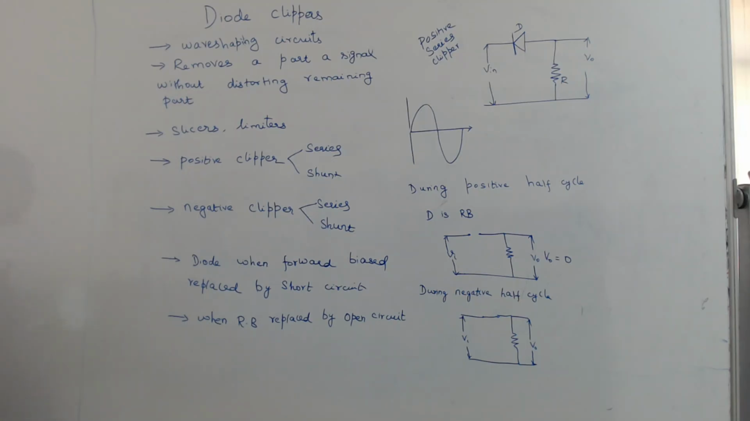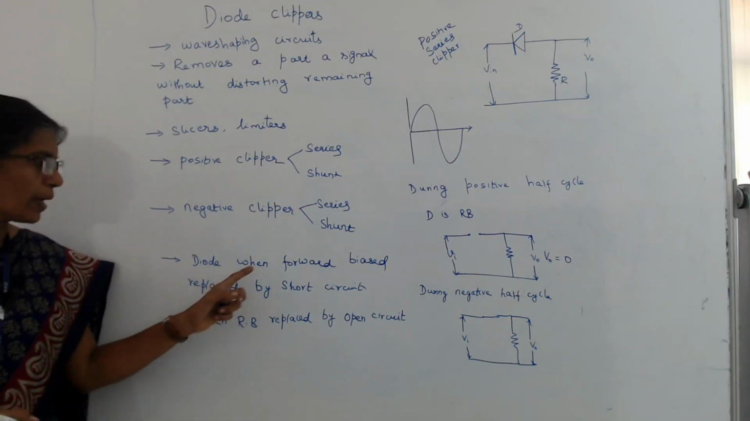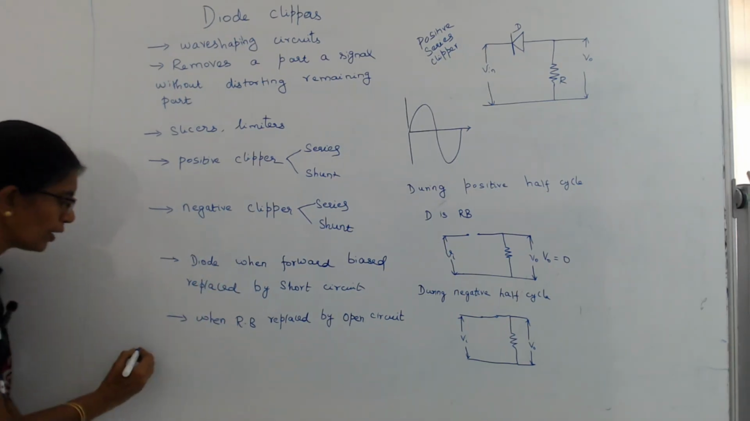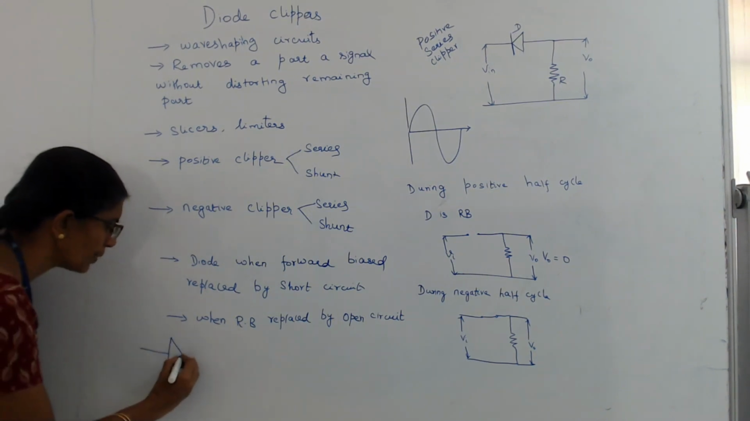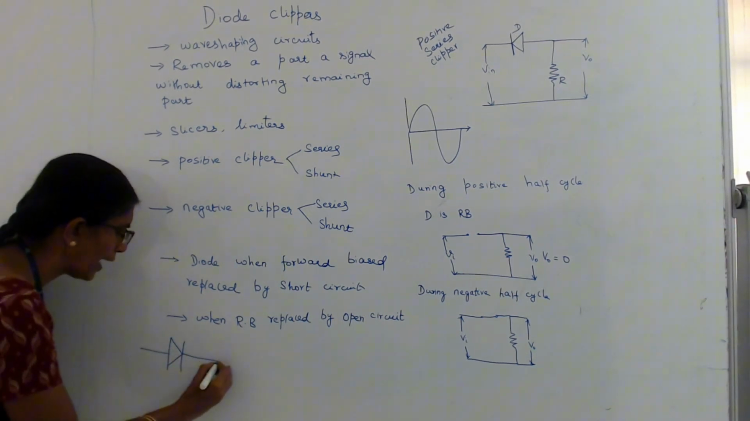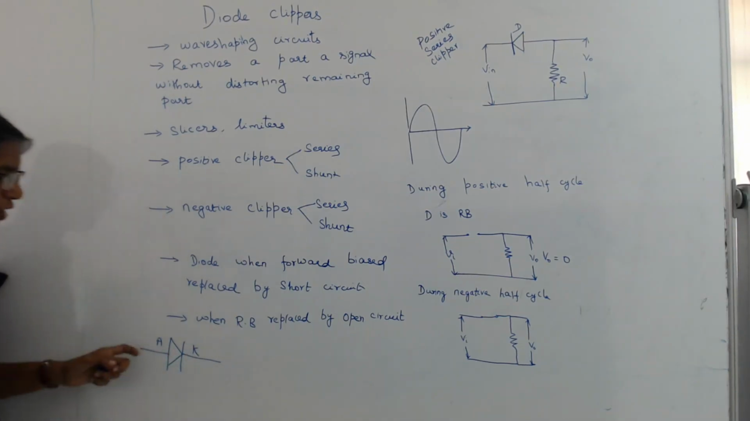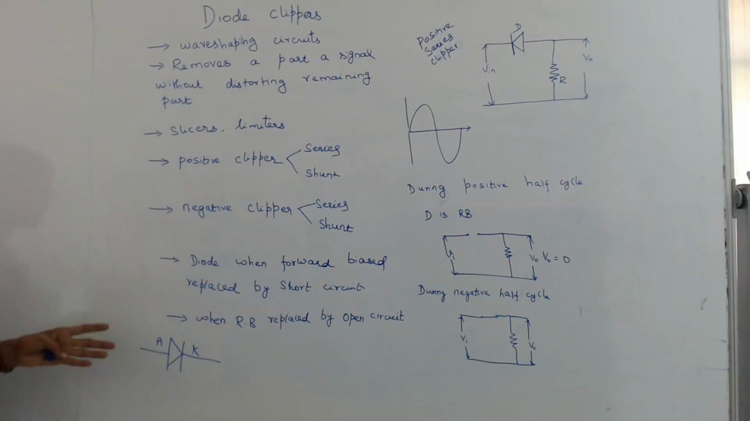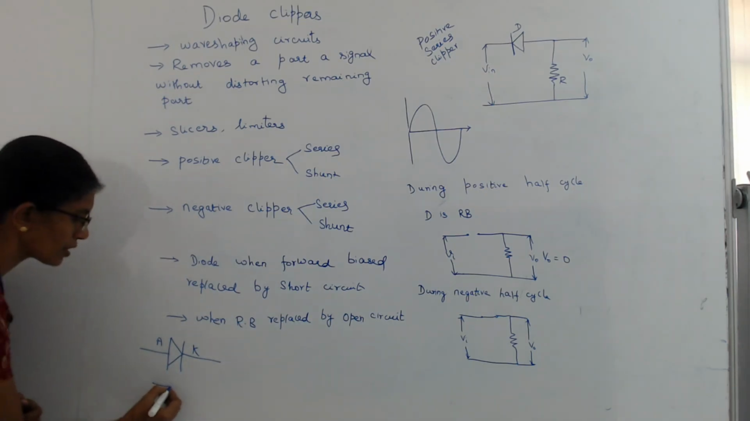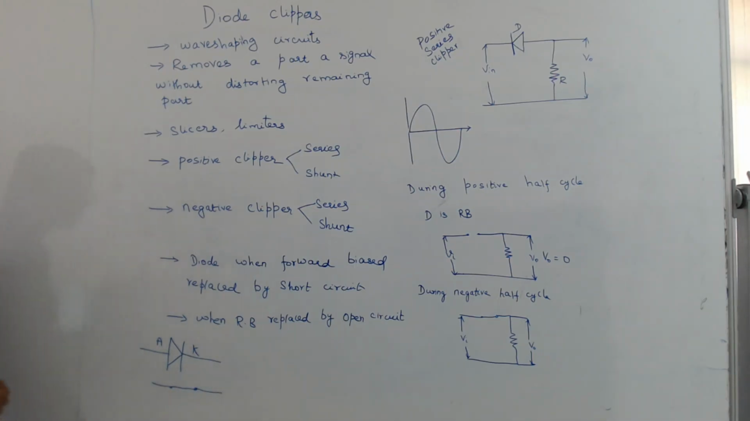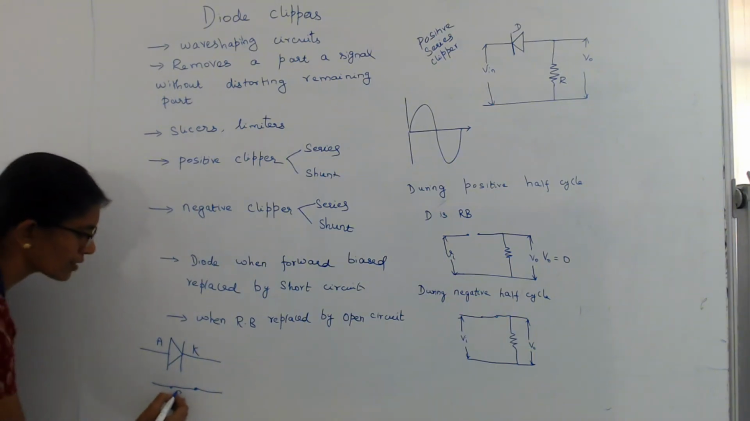As given here, the diode when forward biased is replaced by a short circuit. What is the meaning of forward biasing? When the anode is more positive than the cathode, the diode is said to be forward biased. So when a diode is forward biased, it can be replaced by a short circuit. This is the case of the ideal diode.